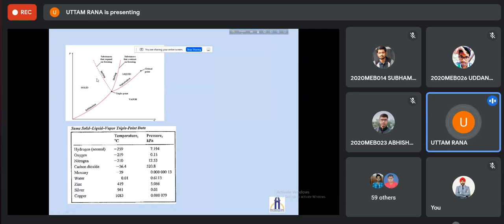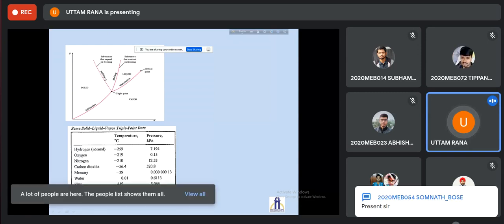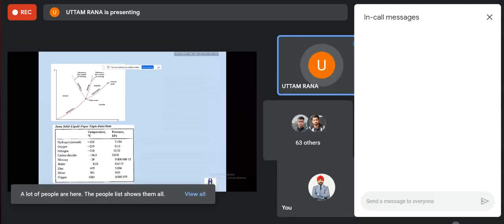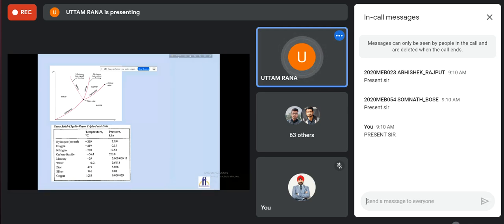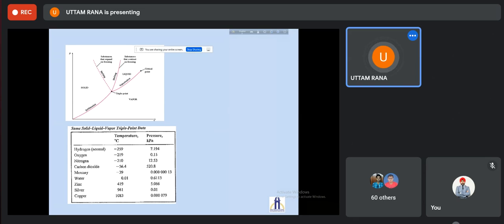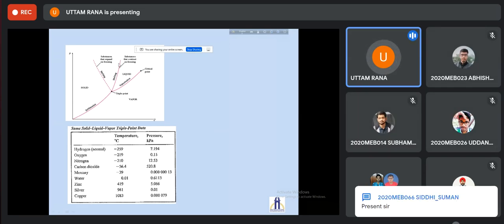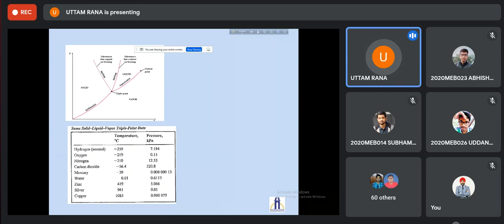Now, then melting. There are two melting curves. The left one is for substances that expand on freezing, that is the case of water. The right one, the melting curve, also called the fusion curve, is for substances that contract on freezing. This is the nature of most pure substances apart from water. And then we have the vaporization curve, which terminates at the critical point.